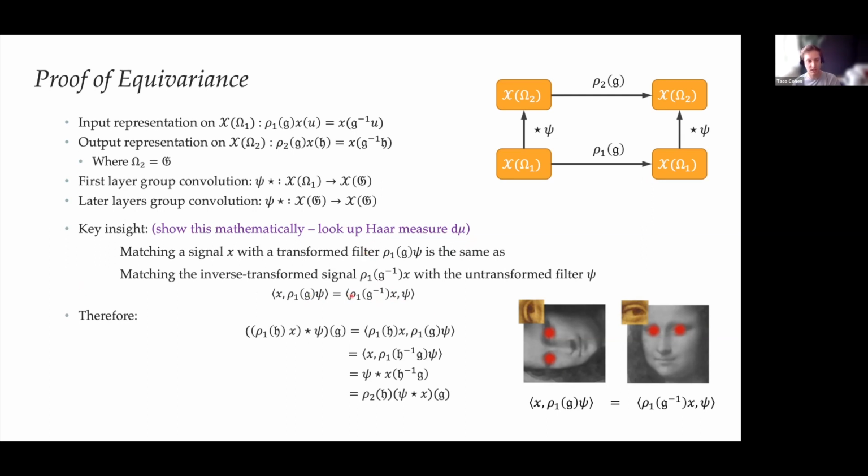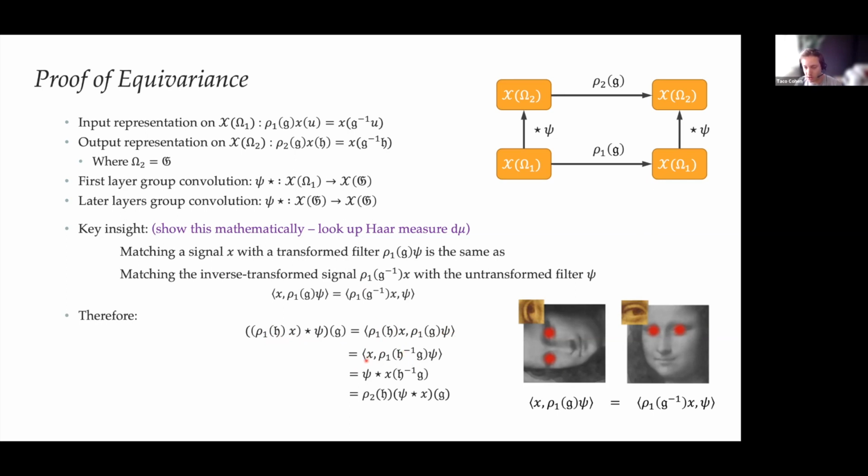Now, using this key insight, we can then show in a few lines that indeed the group convolution is equivariant. So we have our signal X, we apply a transformation by H, and then we convolve with psi, and we index the output at the element G. Now, by definition of group convolution, that's just an inner product between our input, the transformed X, with a G transformed filter psi.